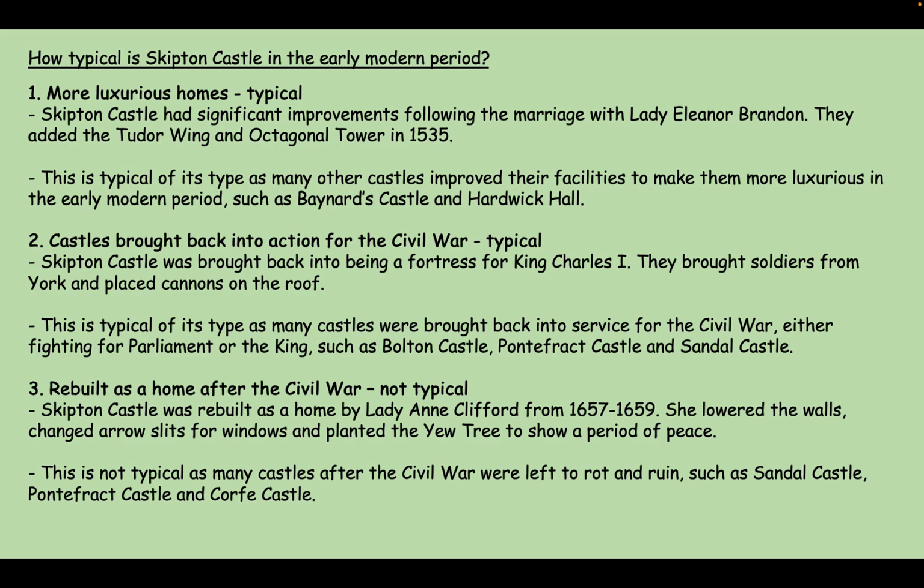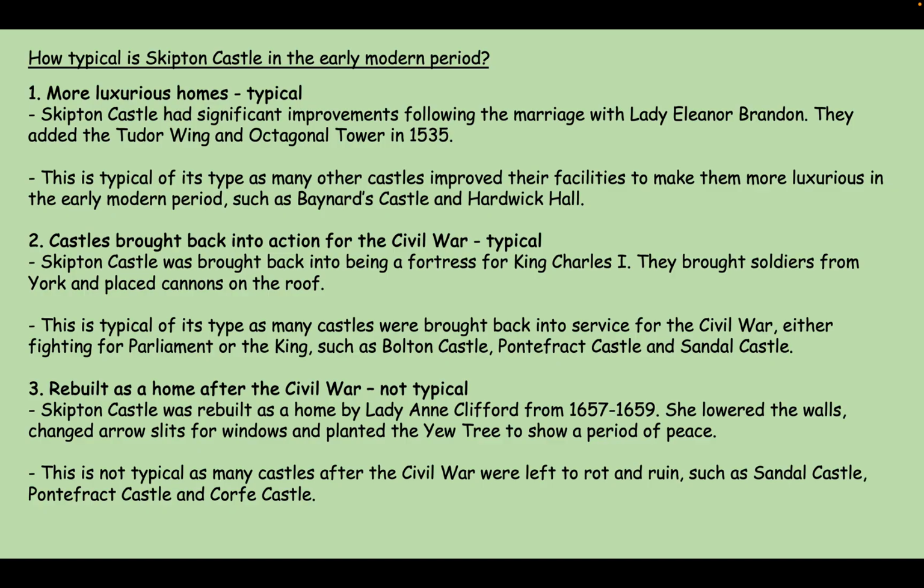The second thing we could talk about is that the castle is brought back into action for the Civil War. So it upgrades itself and makes itself stronger defensively ahead of the Civil War, and that's typical. Skipton Castle went back to being a fortress during the Civil War for King Charles I. They brought soldiers in from York, and they placed cannons on the roof. This is typical because lots of other castles were brought back into service for the Civil War, some fighting for Parliament, some fighting for the King, such as Bolton Castle, Pontefract Castle and Sandal Castle.